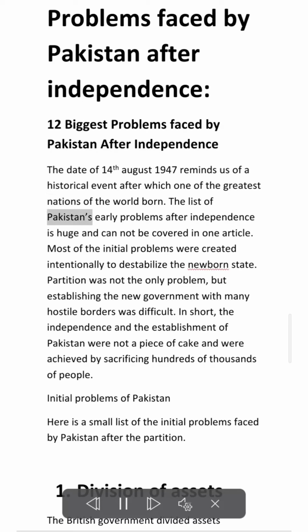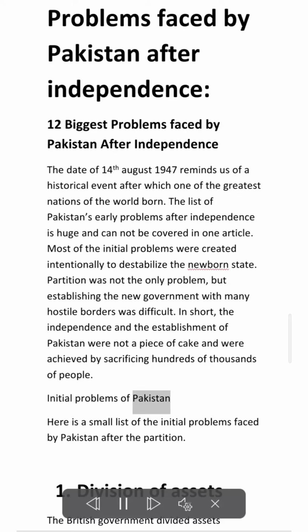The list of Pakistan's early problems after independence is huge and cannot be covered in one article. Most of the initial problems were created intentionally to destabilize the newborn state. Partition was not the only problem, but establishing the new government with many hostile borders was difficult. In short, the independence and the establishment of Pakistan were not a piece of cake and were achieved by sacrificing hundreds of thousands of people.